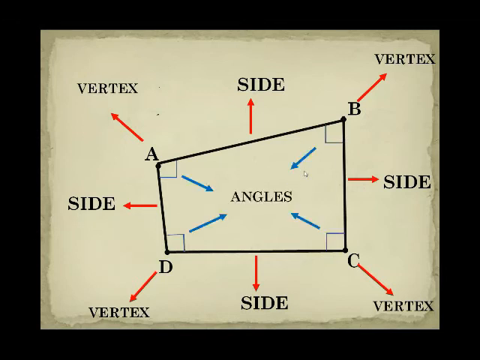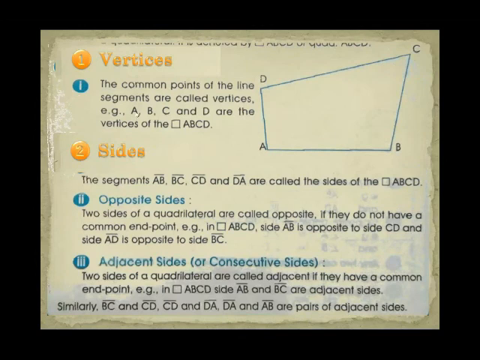Now we are discussing these points in more detail. Now here we are discussing the vertices of the quadrilaterals. From the definition, the common points of the line segments are called vertices.